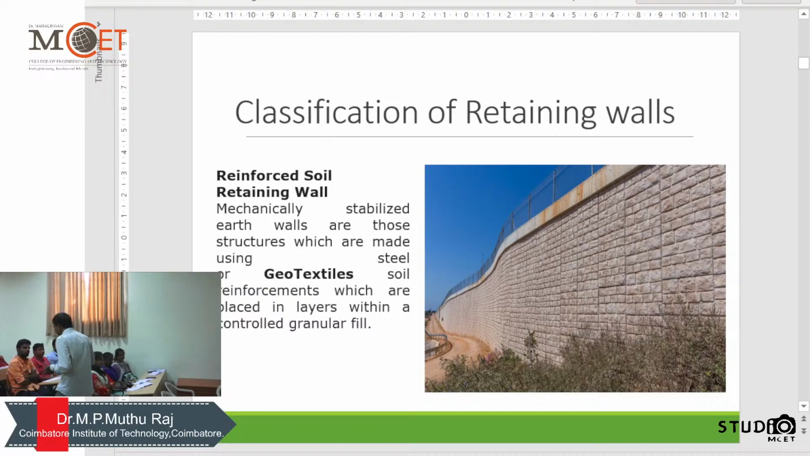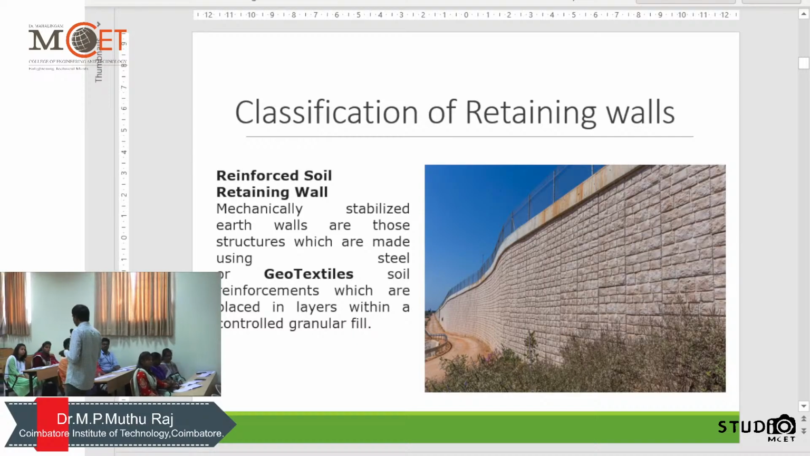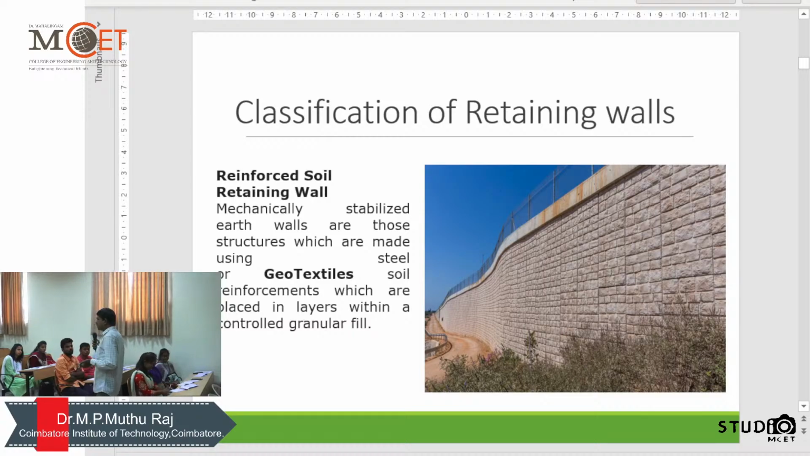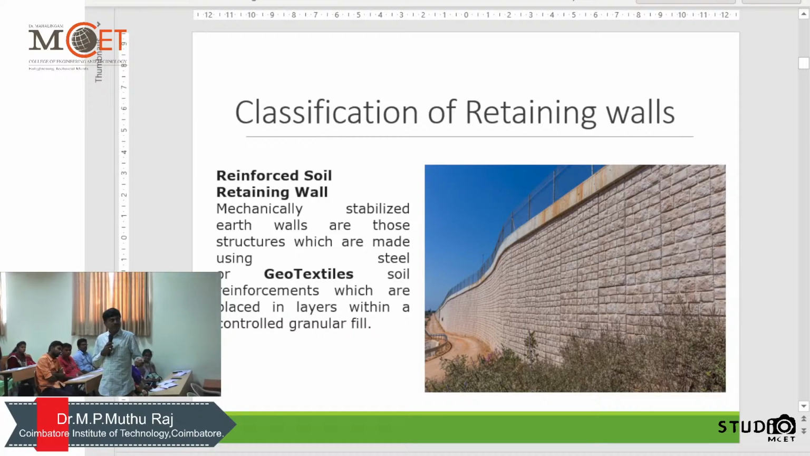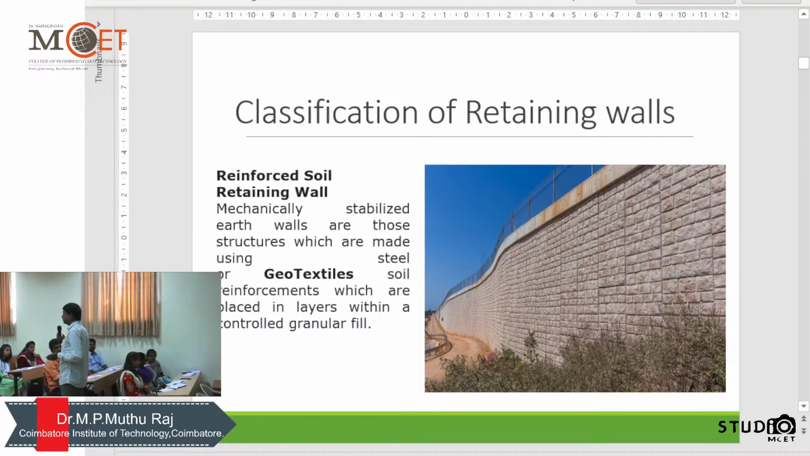For the 20 feet wall, we know the cantilever wall is suitable. For 20 feet height, a cantilever retaining wall is suitable. Right? Instead of going for the cantilever type, we can go for this type of wall, which we call a reinforced soil retaining wall. The concept of this reinforced soil retaining wall is entirely different from the conventional design of the retaining wall.